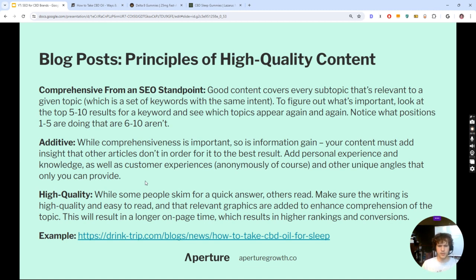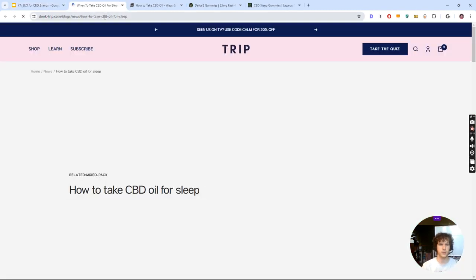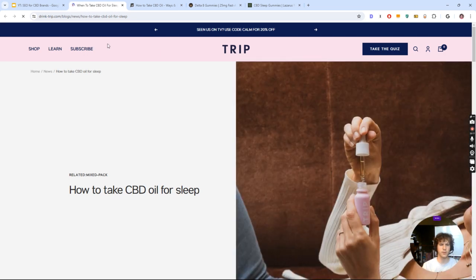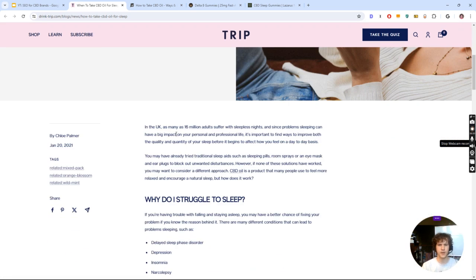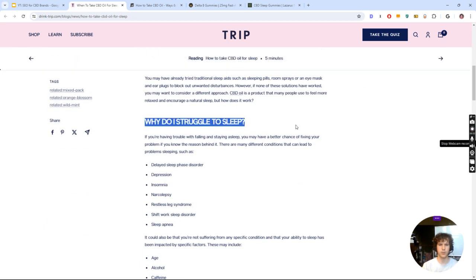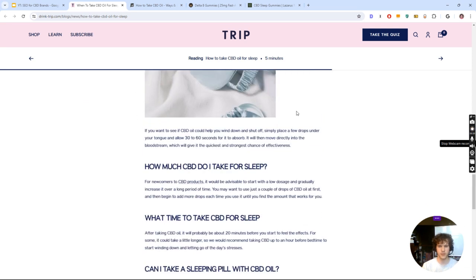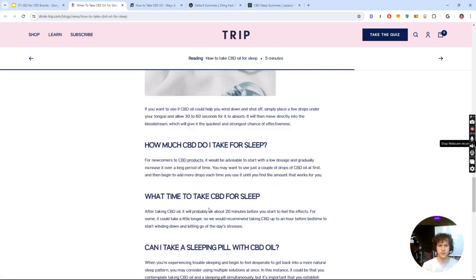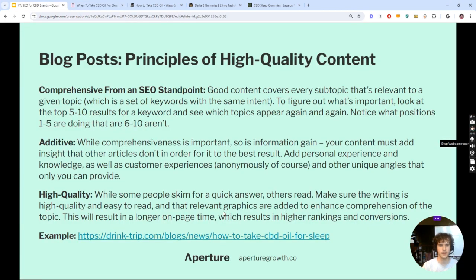Here's a good example of a blog. Tripp's article about how to take CBD oil for sleep. Currently, this article ranks number one for the keyword, when to take CBD oil for sleep. And so it gets quite a bit of traffic, and here's why. It has a nice little image of somebody using a Tripp product, so they have the branded imagery in there, and they cover different topics. Why do you struggle to sleep? What can help you? How do you take CBD oil for sleep? This article isn't too long, but it covers this topic nicely and completely. So it's a good article.